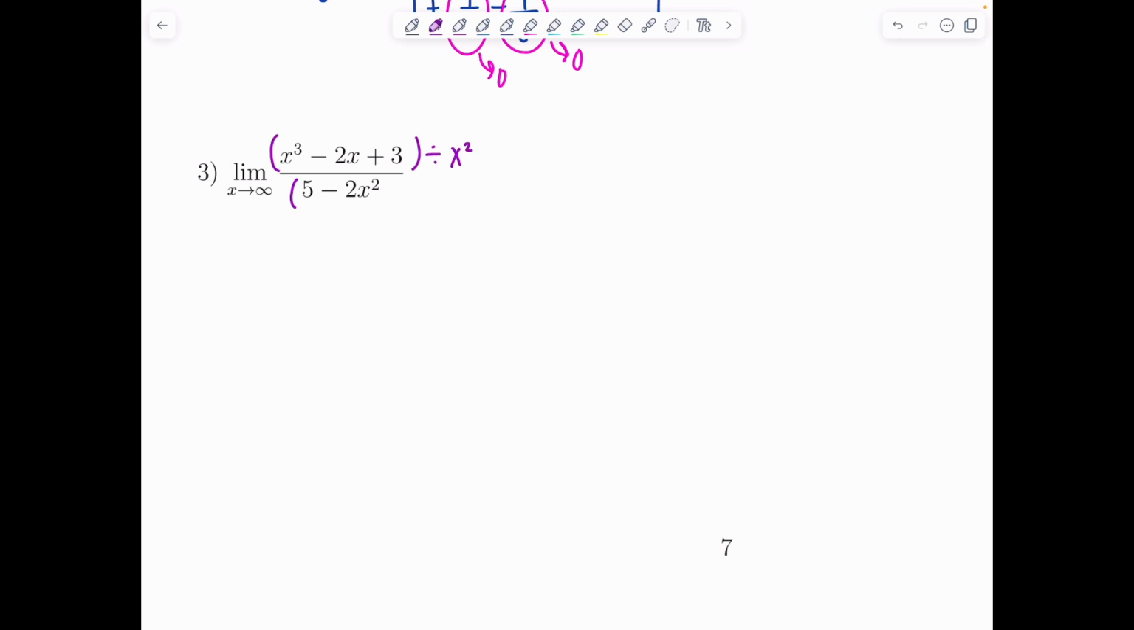And then let's see, can you simplify in one step? I think so. Limit x goes to infinity. The numerator is going to be x minus 2 over x plus 3 over x squared. And the denominator? Yeah, 5 over x squared minus 2. Good. So if x goes to infinity, 2 over x is going to go to 0, 3 over x squared is going to go to 0, and 5 over x squared is going to go to 0.